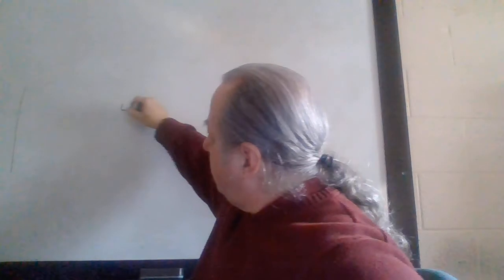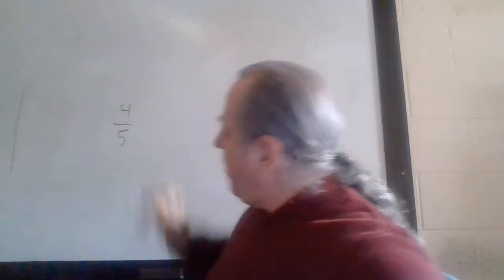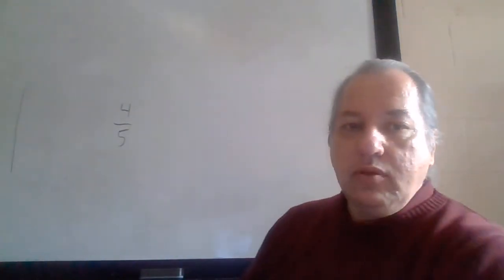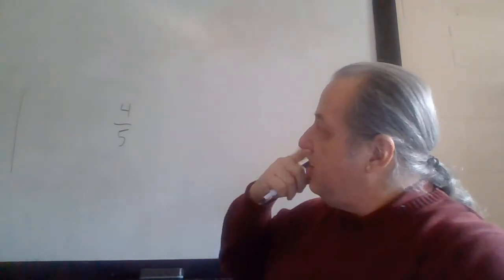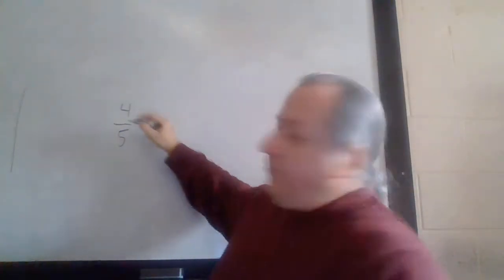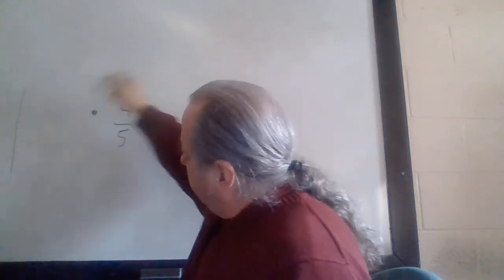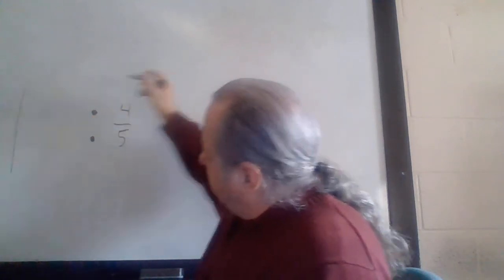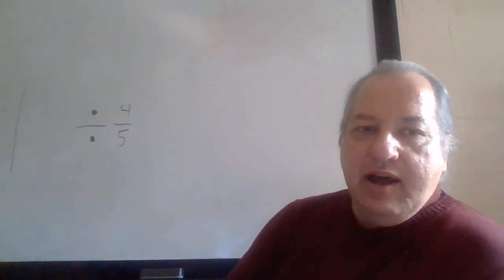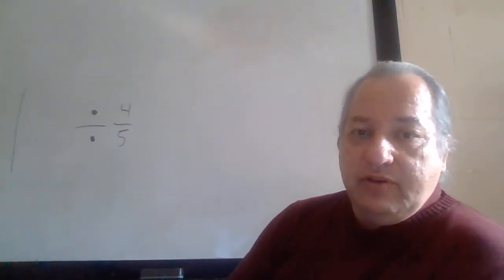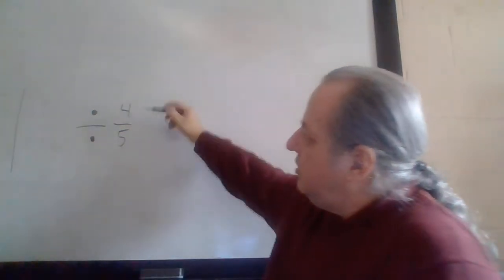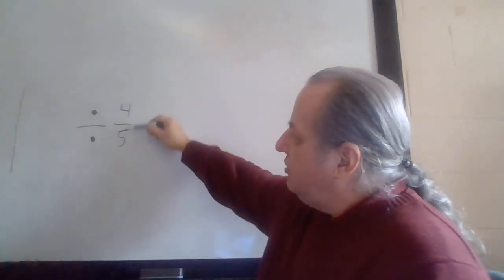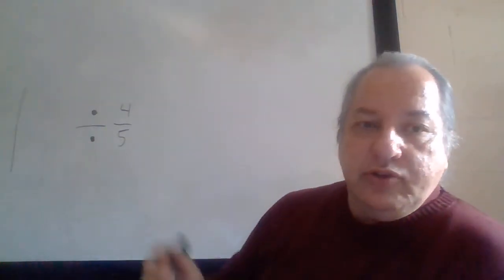Well, what if I wanted to change the fraction 4/5 to a decimal? It tells you. Think of it this way. What if I changed the 4 to a dot, the 5 to a dot, and kept the fraction bar? What operation do I have? Yep, that's right. It's a division problem. A fraction is a division problem. In this case, 4 divided by 5. So that's what you do.